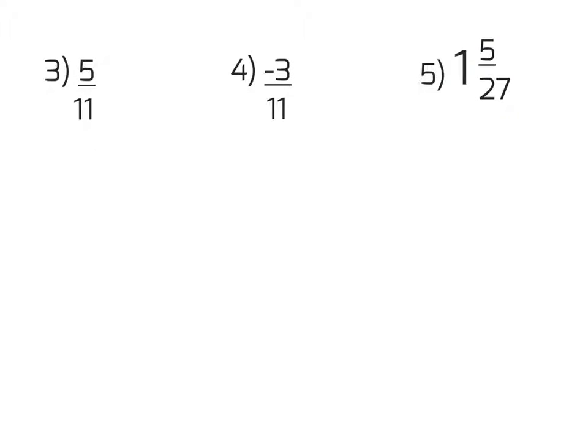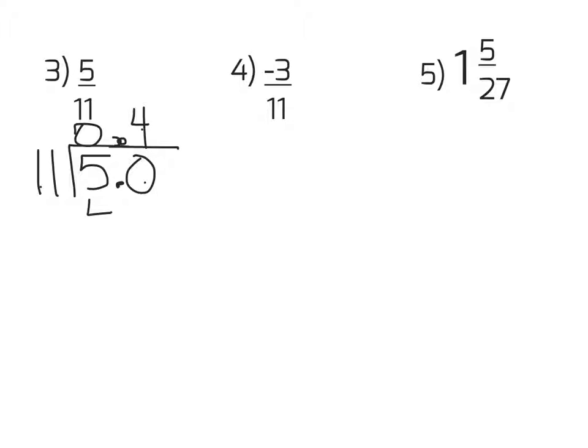Okay, let's go to the next one. We have 3 more problems, and we're going to work through these. So 5 over 11. We're going to start with 11 into 5. Obviously, that doesn't work. 11 into 50 would go in 4 times. 4 times 11 is 44, and 6 left over.